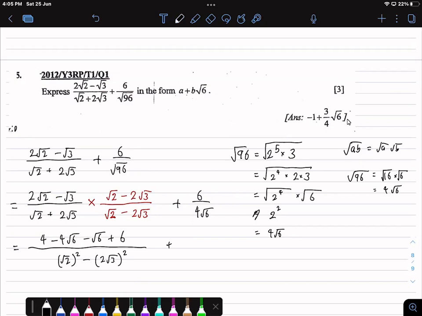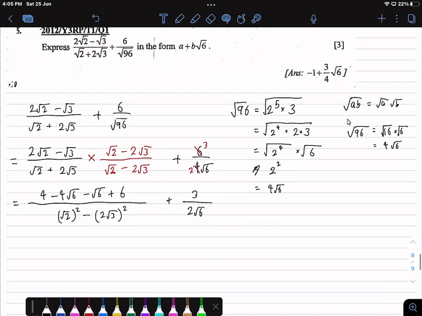Okay. Then plus 6 over 4. Anything to cancel? Yes, 6 and 4. What do you get? 3, 2. 3 over 2 root 6. Then the denominator, root 2 squared is 2. 2 root 3 squared is 2 squared times root 3 squared, which is 4 times 3, which is 12. Okay, so 2 minus 12 simplifies to negative 10. Correct? You can actually just use a calculator for this. Or negative 10. Is that okay? Okay. Denominator?